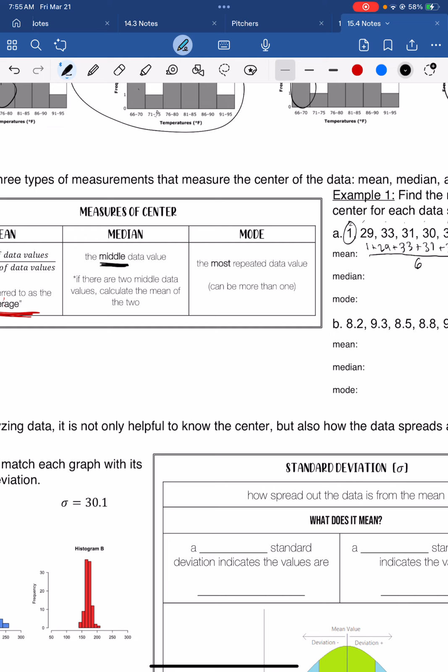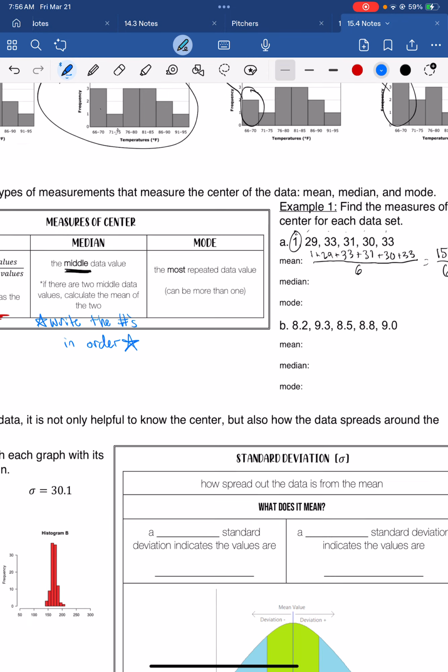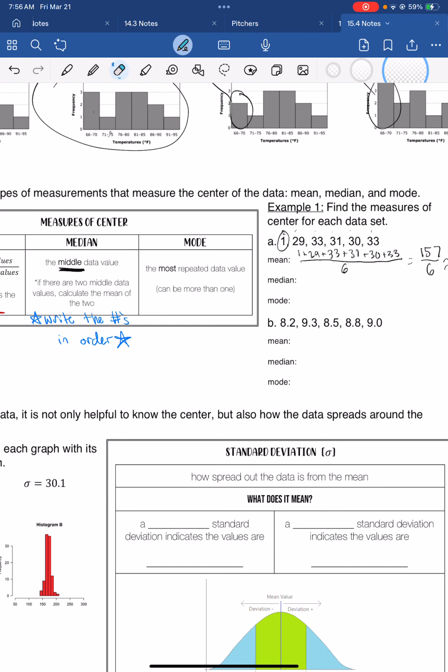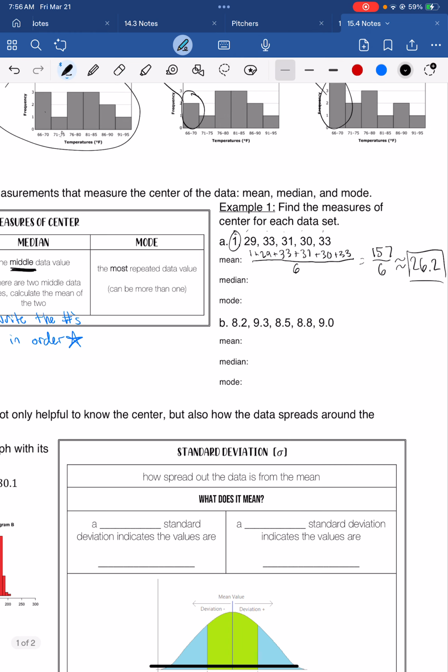The way that you need to do this, the most important thing you got to remember here is that in order to find the middle, we need to write the numbers in order. Okay, we need to start from the smallest number and then write it all the way up to the biggest number in order to find the median. So if we do that real quick, let's go back to black here. We can write these numbers in order.